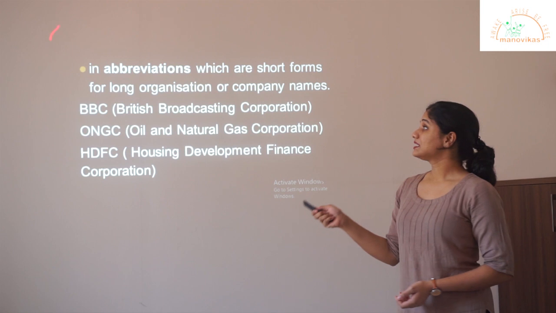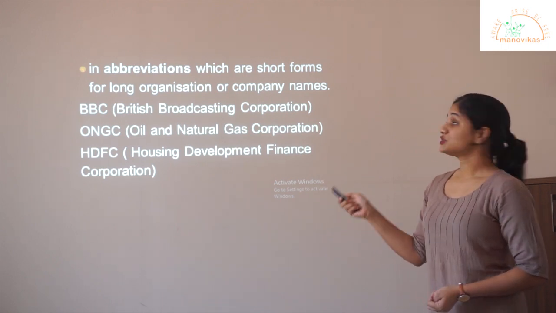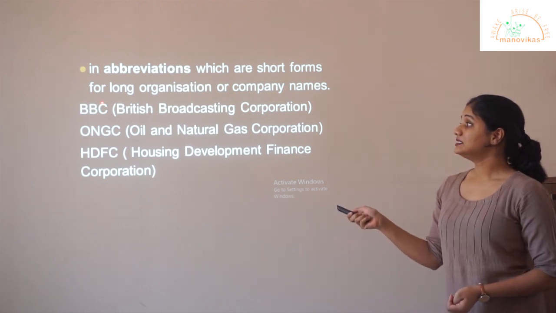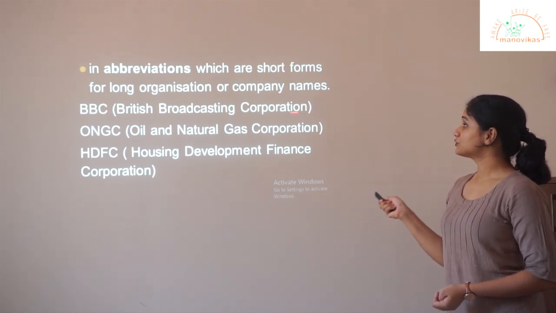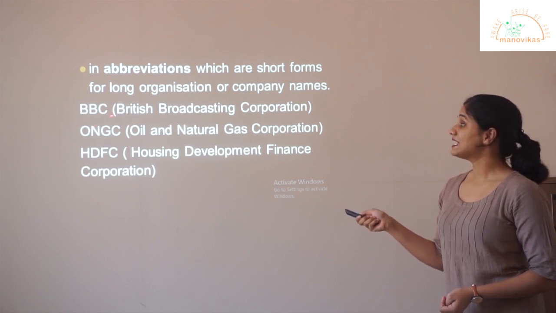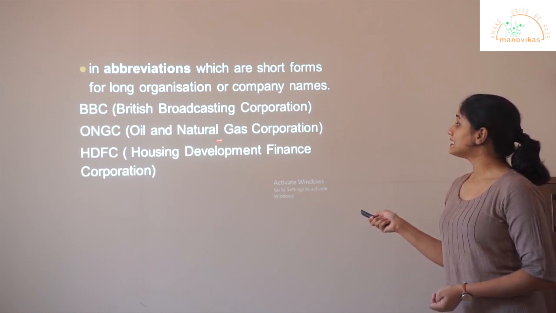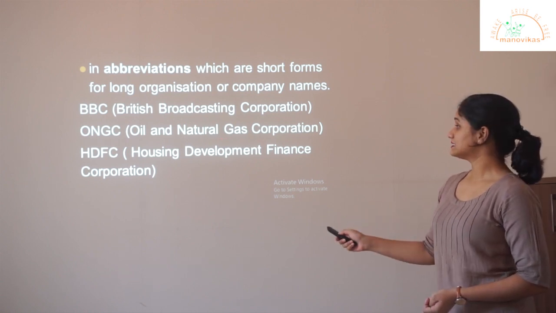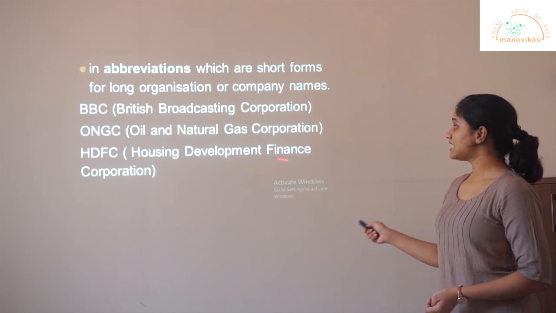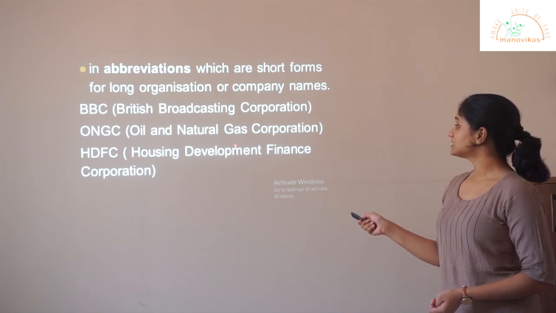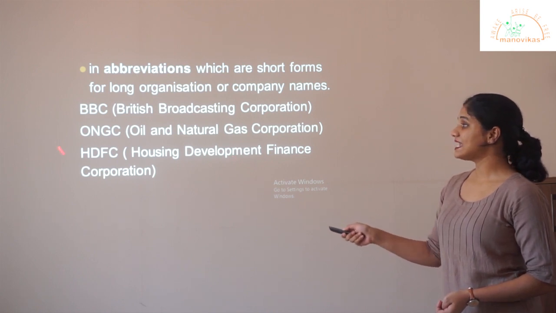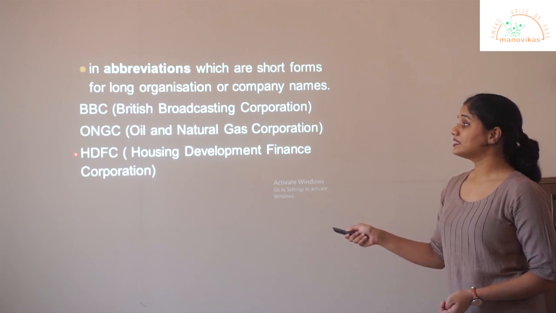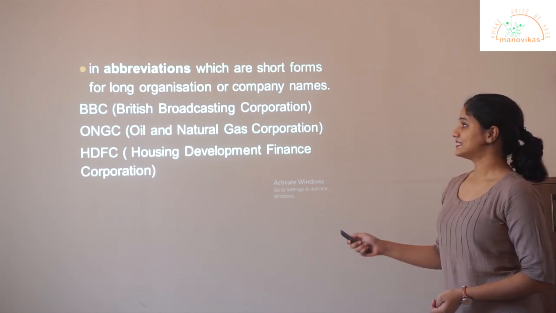You will also use capital letters in abbreviations, which are short forms for long organization or company names. For example, the BBC, British Broadcasting Corporation, capital B, and capital C. The Oil and Natural Gas Corporation, ONGC, will also use capital letters. And for example, this here is the name of a bank. The Housing Development Finance Corporation becomes HDFC. No dots in the middle, but all the main letters of the phrase are in capital letters.